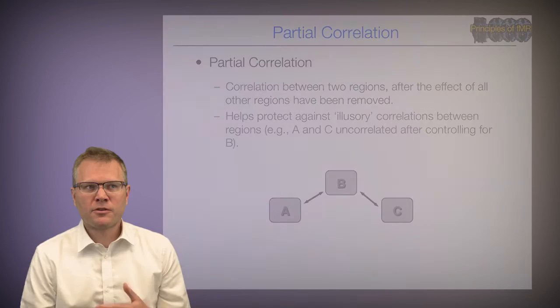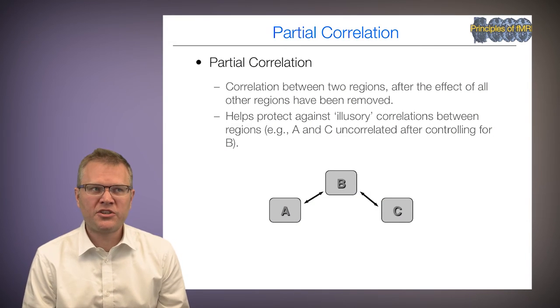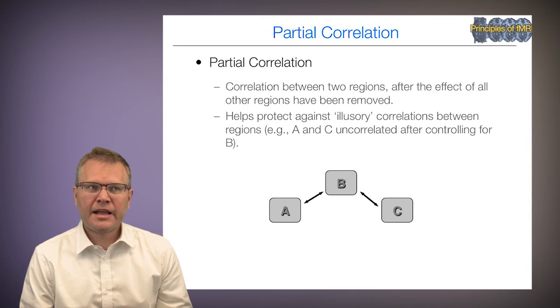So so far we've just been talking about correlation. Often we're also interested in something called partial correlation. So the correlation between two regions after the effect of all other regions have been removed. And this is important because it helps protect against so-called illusory correlations between regions.